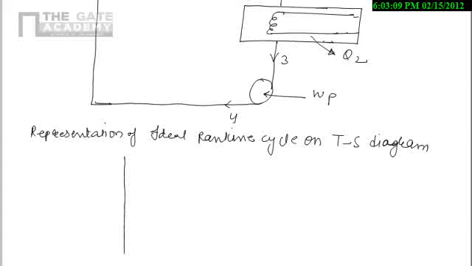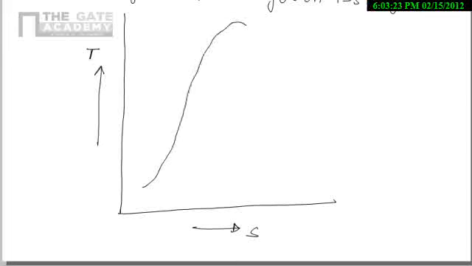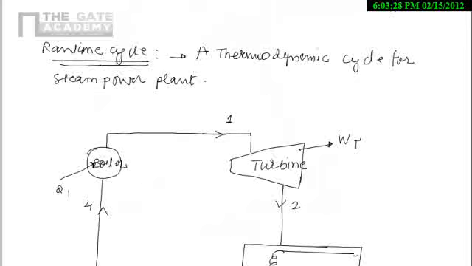So now I am having the TS diagram. And remember one thing, here the phase of the substance is changing. Sometimes it's water and sometimes it's steam. So now we have to deal with this term, which is for the phase of the substance. Now if you take 1 to 2, 1 to 2 is what?